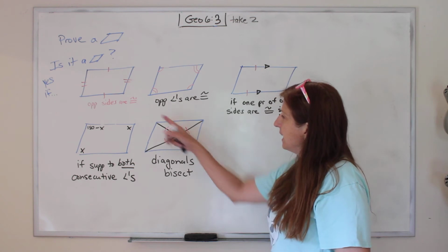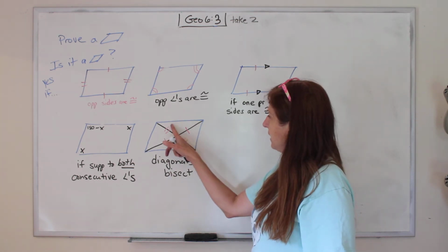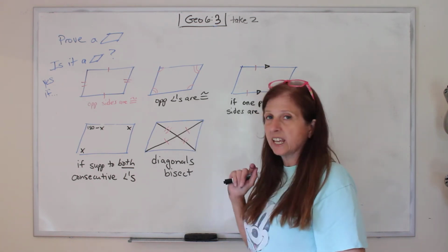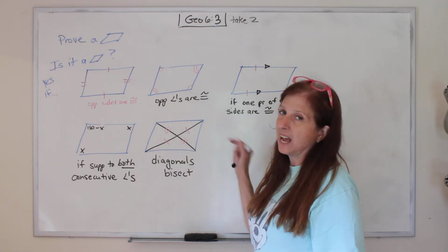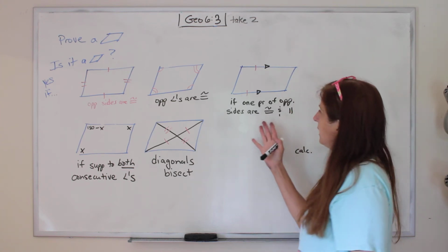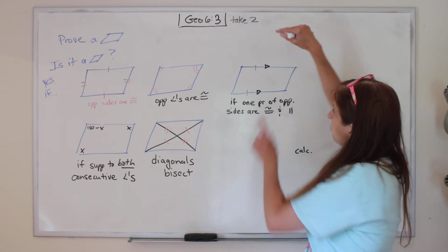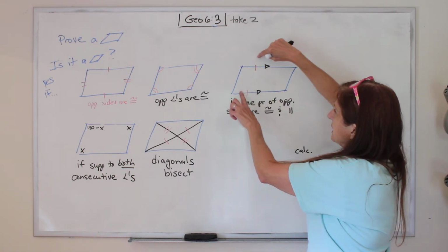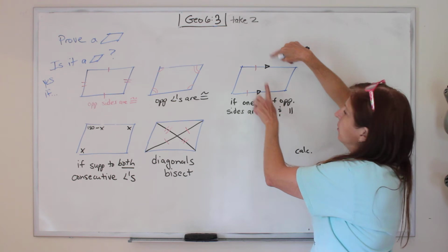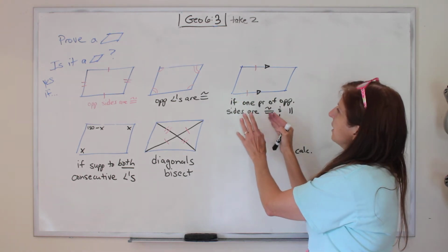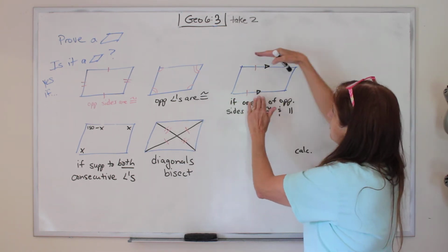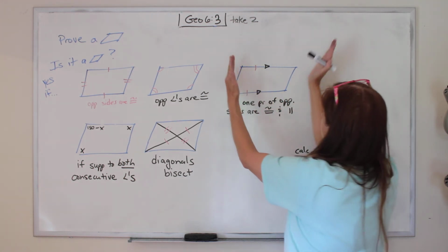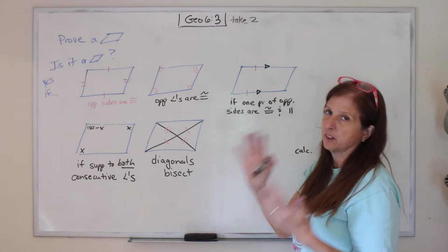And the next one is if diagonals bisect. If this length is equal to that one and this one is equal to that one, then check, it is a parallelogram because the diagonals bisect each other. And here's another one. If you just have one pair of opposite sides that are the same length and parallel, it's a parallelogram. So all these others, it was 2, but this one is just if these two are the same length and parallel, then these two have to be the same length and parallel.